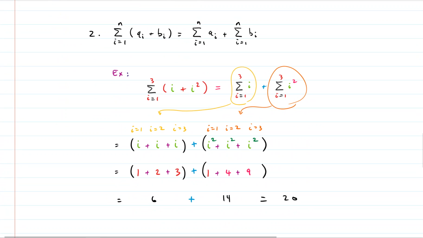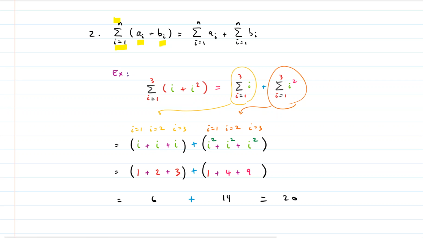Here's property number 2. If we have two terms, a sub i and b sub i, and we're adding them together, and that is the thing that we are summing around. If we sum from i equals 1 to n, we really could just break apart these two terms, the a sub i and the b sub i. Let me change that to look more like an a. A sub i plus b sub i.